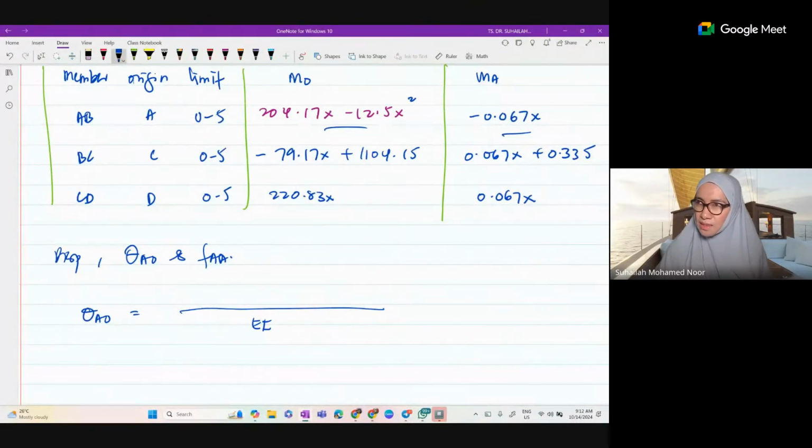Cepat, jangan tengok saja. We have 20 in the class right now. Cepat, Andy ke, Nabila ke, Aina ke, Azwan ke, Azhari, Hakim, Amira. Integrate 204.17x minus 12.5x squared dengan negative 0.067x. Limit is 0 to 5. What is the answer?